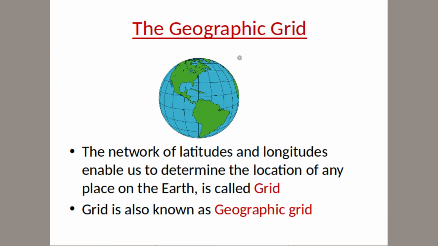Now we will see the definition given in the slide also. You can see the definition. The network of latitudes and longitudes enables us to determine the location of any place on the earth. It is known as a grid or geographic grid.